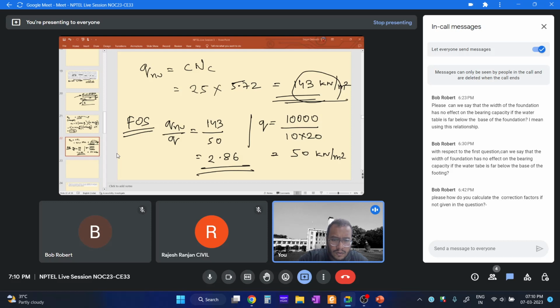If the depth of the water table is way below the base of the foundation, it will have no effect on the bearing capacity or settlement.